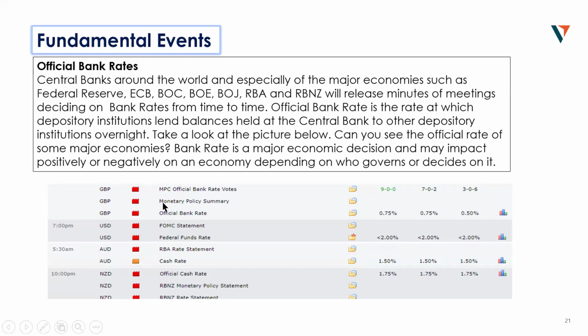So you have interest rate data for the UK, the Great Britain economy. You have interest rate data for the US. It's called FOMC. You have the RBA rate for the AUD. You have the NZD official cash rate, and so on and so forth. On the economic calendar, you find this happening constantly, right?